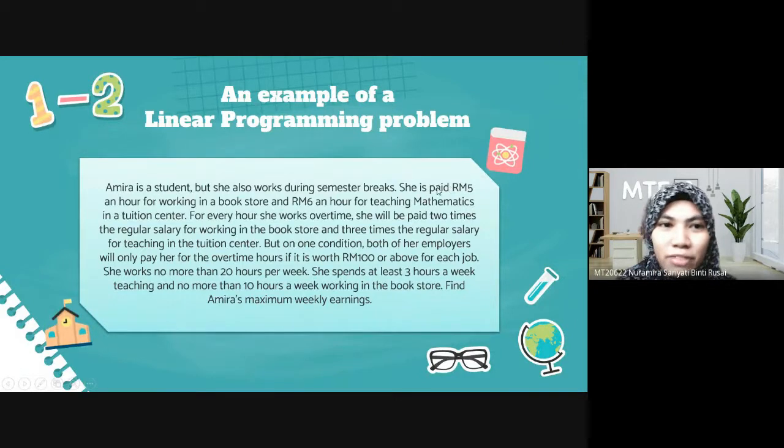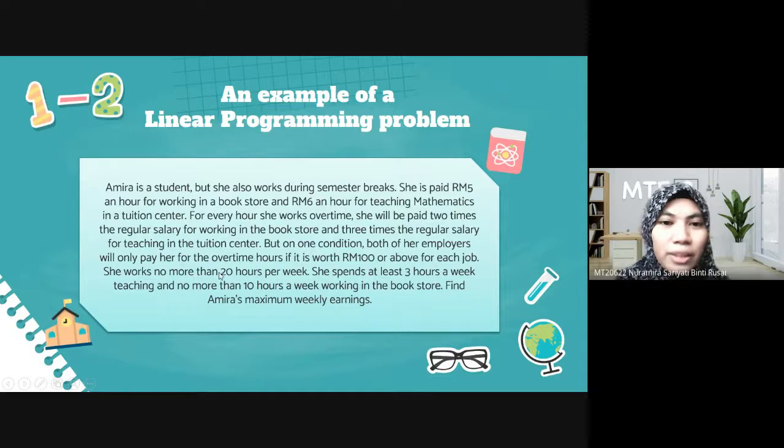She's paid 5 ringgit an hour for working in a bookstore and 6 ringgit an hour for teaching mathematics in a tuition center. For every hour she works overtime, she will be paid 2 times the regular salary for working in the bookstore and 3 times the regular salary for teaching at the tuition center. But on one condition, both of her employers will only pay her for the overtime hours if it is worth 100 ringgit or above for each job.